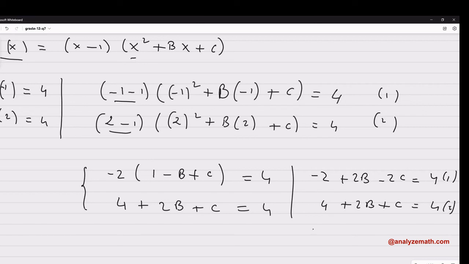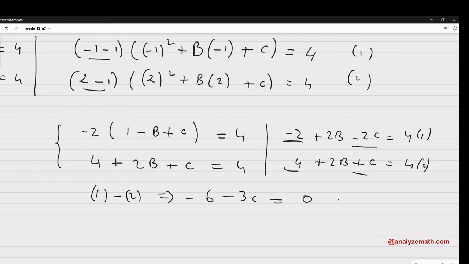And then let's do equation 1 minus equation 2. That will give −2 − 4, that gives me −6. 2b − 2b, 0. −2c − c, −3c. 4 − 4, 0, the constant term. Good, so we solve this. That gives me −3c equal to 6 and c equal to −2.